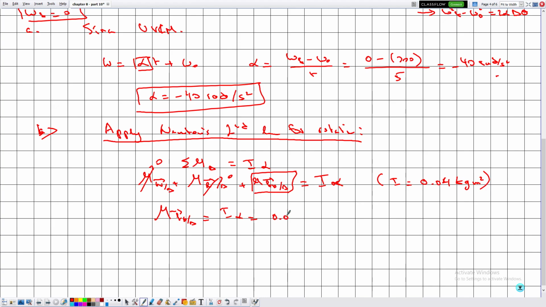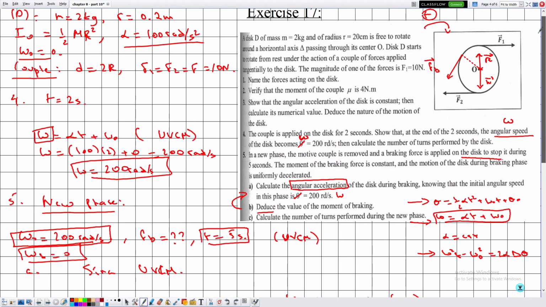So 0.04 multiplied by the value of alpha, which is minus 40. Now plugging this into the calculator, it is given by minus 1.6 newton meter. So notice that all of our results are reasonable. The moment of this force is smaller compared to the moment of the couple because the value of the acceleration is smaller, and the negative sign means that it is being applied in the negative direction.